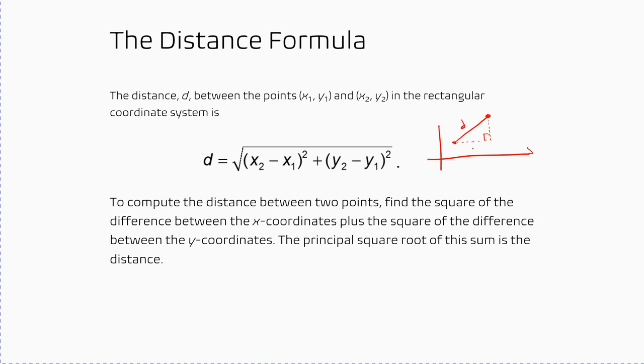So you can just see that, if this is leg 1, this distance here would be x2 minus x1. This distance here, another leg of the triangle, would be y2 minus y1. So what you'd have is d squared is equal to (x2 minus x1) squared plus (y2 minus y1) squared. And then just solving for d, you just square root it, okay? So to compute the distance between 2 points, find the square of the difference between the x-coordinates plus the square of the difference of the y-coordinates, and then the principal square root of this sum is just the distance. So you just take the square root of it. So it's a very, very easy formula to follow.